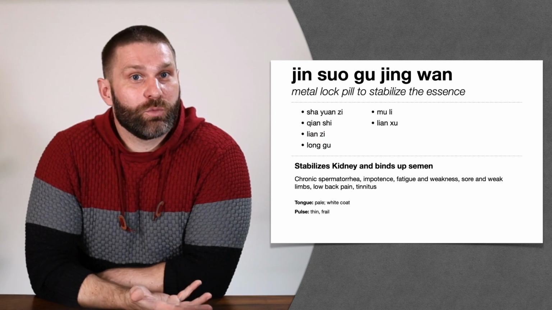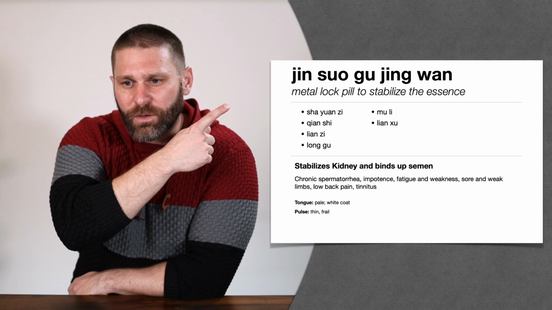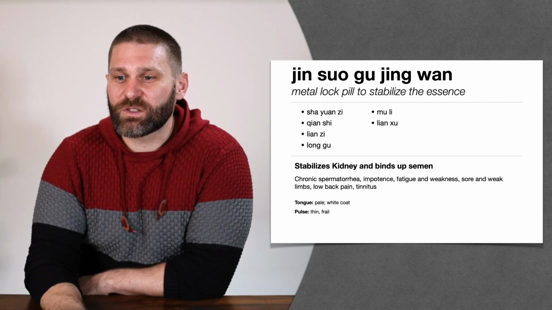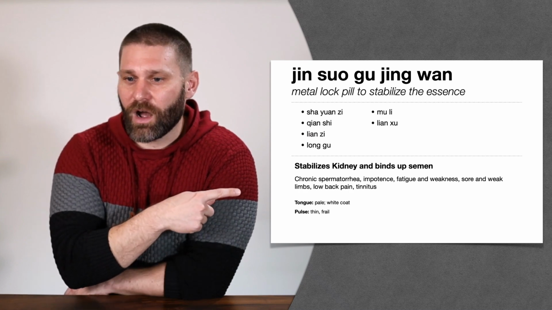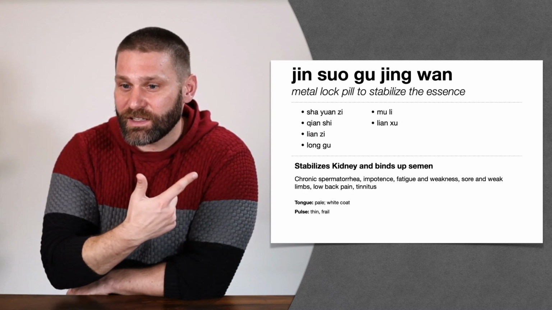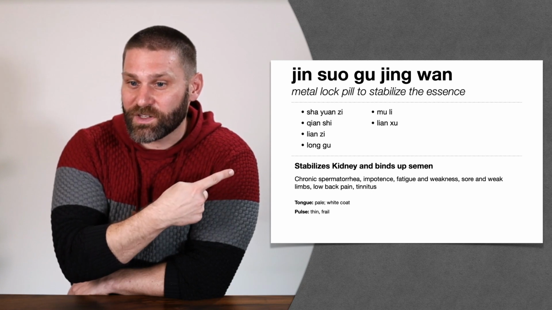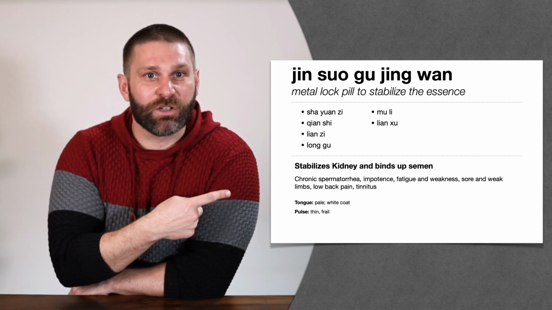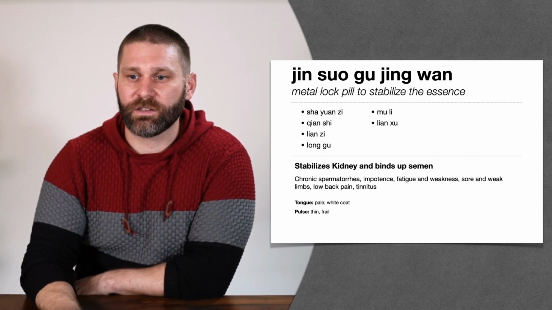After that, we have some formulas that are good for kidney leakage or leakage of essence. I think we talked about this one before as well. Jinsuo Gujingwan, metal lock pill to stabilize essence. It's good for chronic spermatorrhea due to kidney yang deficiency. So we say stabilize the kidney and bind up the semen. So again, this is the Bensky term, stabilize and bind. Stabilize the kidney, bind the large intestine.